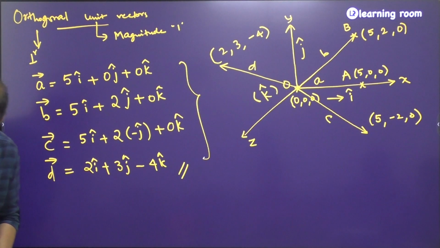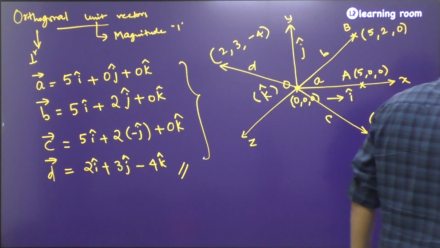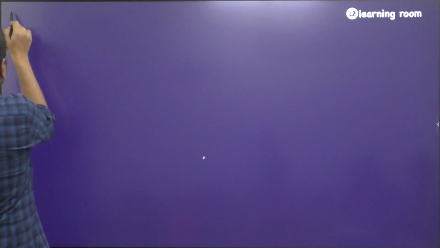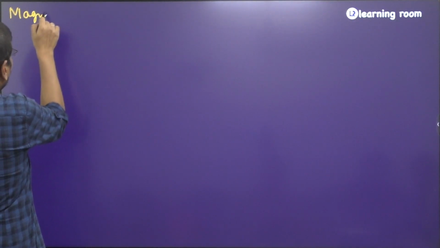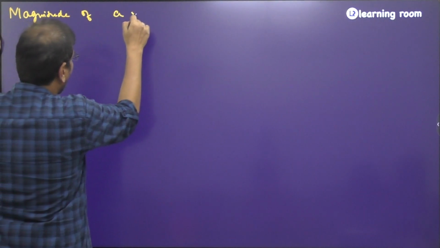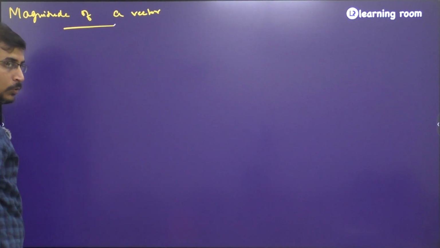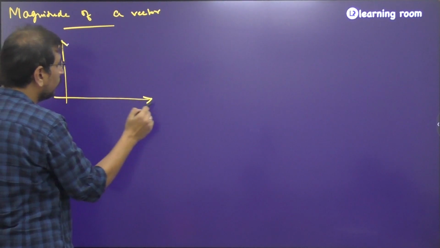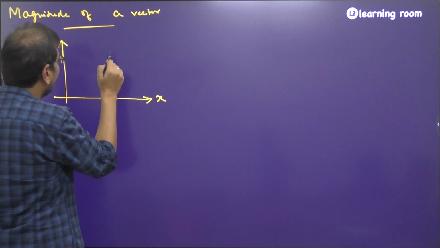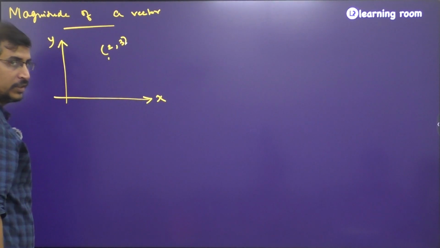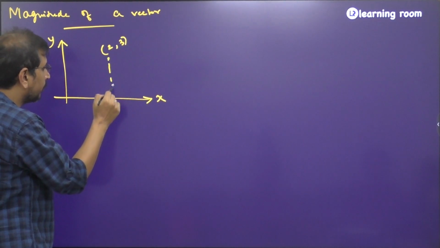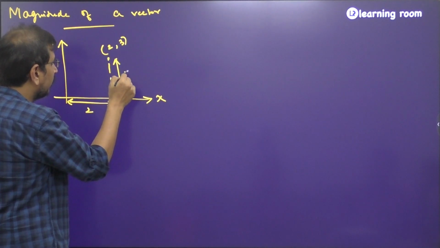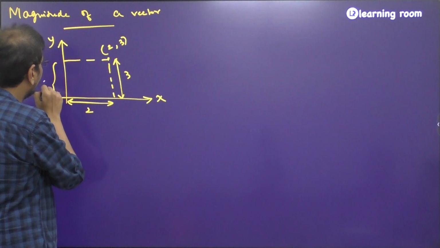Done with this? Right. Now I'm going to tell you another important point, which is finding the magnitude of a vector. So how to find the magnitude of a vector? First, I'll explain with 2 dimensions, then I'll extend this to 3-dimensional space. See, if I take x, y, if this point is 2, 3, for instance. From here, if I drop a perpendicular, then this distance is going to be 2 and this distance is going to be 3, right?